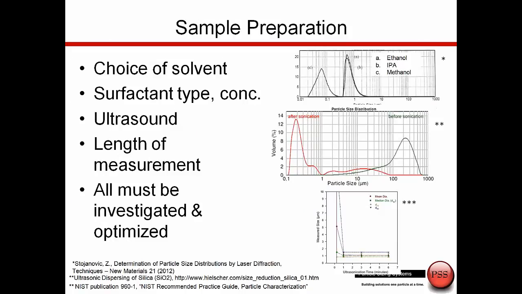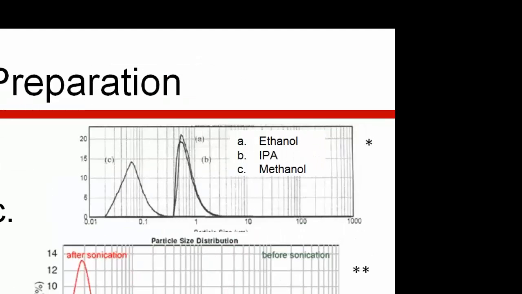One of the other very important steps we have to be aware of if we're ever going to compare results or interpret results is the sample preparation step. What I'm going to do here is show you 3 results where the sample prep played a major influence on the results. The upper right one is where we look at the choice of solvent. This is the same sample dispersed in 3 kinds of alcohol. A is ethanol, B is IPA, and C is methanol. And what you see is a completely different result when measured in methanol.